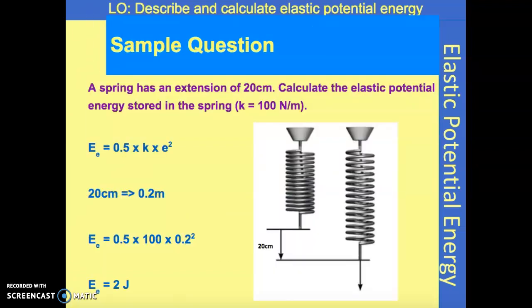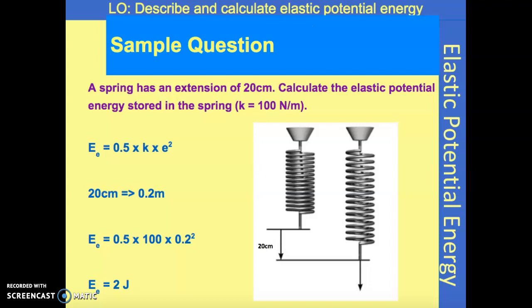So this is a sample one that we'll go through together. A spring has an extension of 20 centimeters. Calculate the elastic potential energy stored in the spring if the spring constant is 100 newtons per meter. So first thing we do is we write down our equation. So elastic potential energy is a half times spring constant times extension squared. And then we have to look at our units. So we've been given 20 centimeters. Remember, extension has to be in meters. So we convert that 20 centimeters into 0.2 meters.